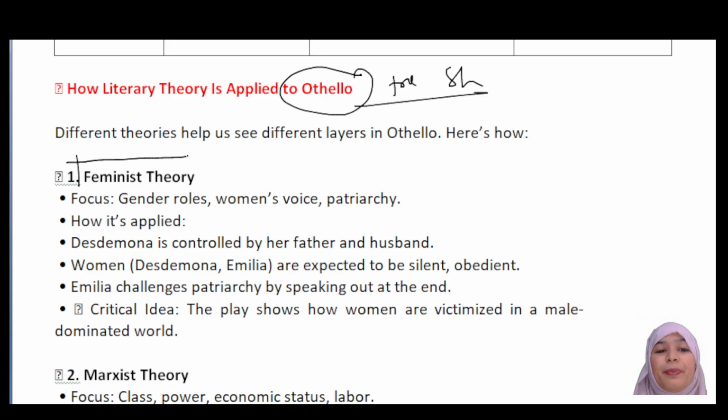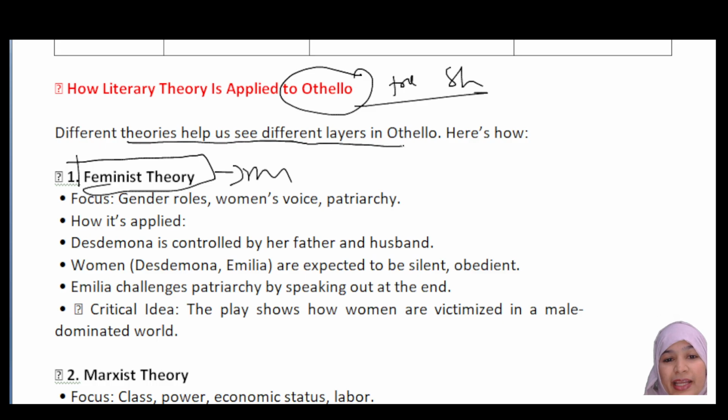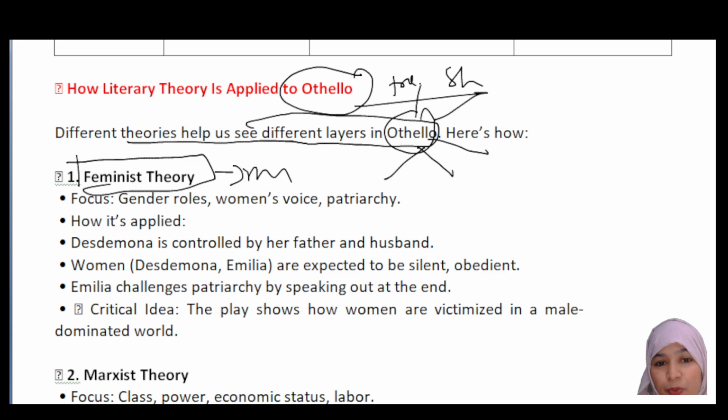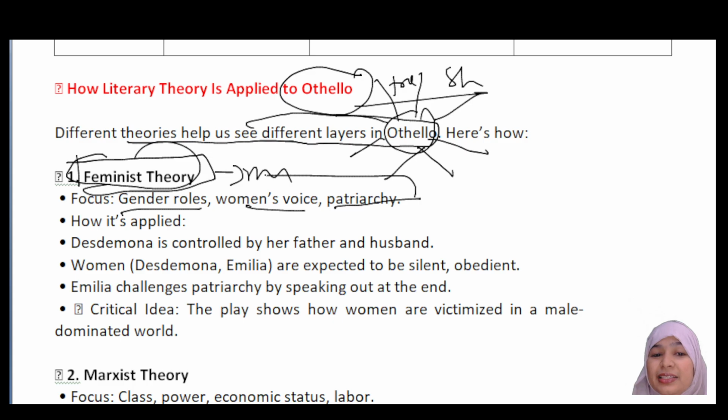Let's begin with feminist theory. Different theories help us see different layers in Othello. If I take the work Othello, what are the different methods I am going to use to observe it? First, from the feminist point of view, it is about gender roles, women's voice and patriarchy. We can see these sentences or words highlighted in that particular work called Othello.